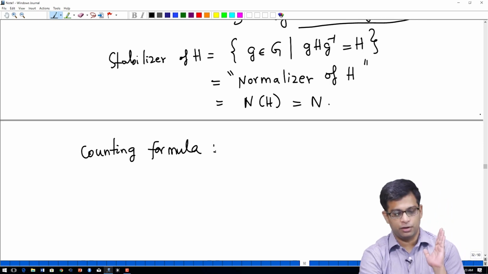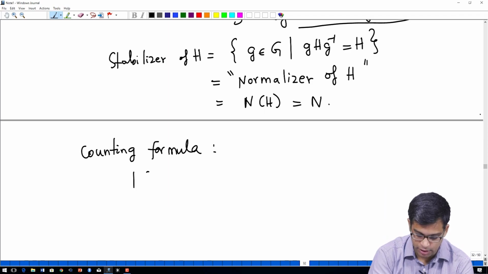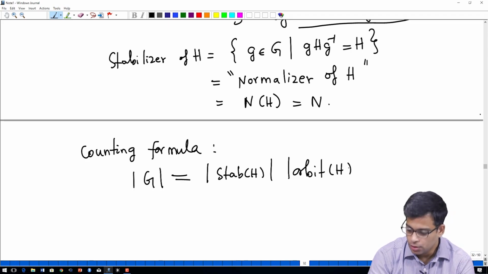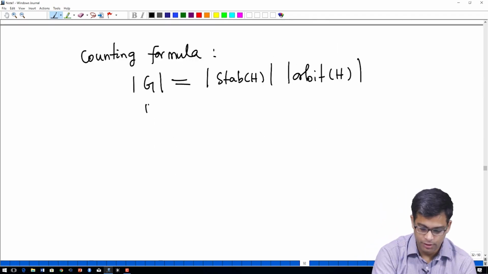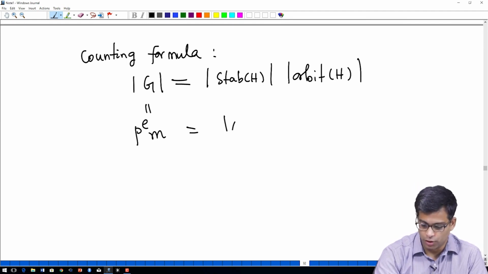Counting formula applied to this particular G action on S and for the element H. It says that the cardinality of G is equal to the cardinality of the stabilizer of H times the orbit of H. This is the counting formula. This is p power e times m. This is equal to, what is the stabilizer of H? This is the order of N.